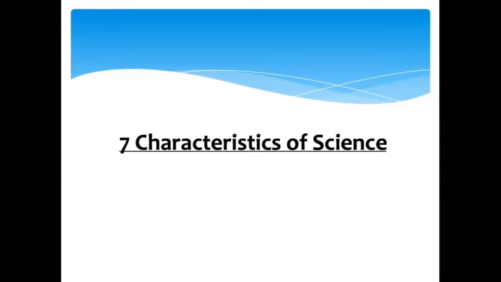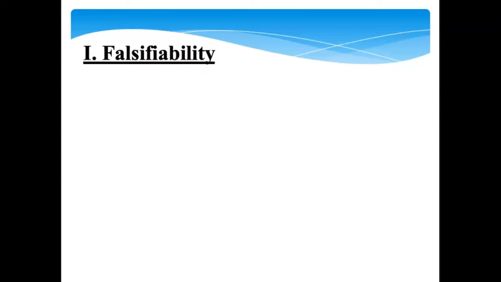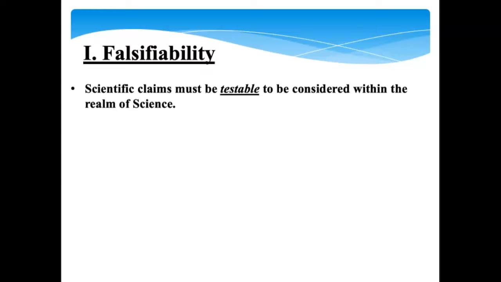So now we come to a section which I call the characteristics of science. I have 7 of them, at least that's the way I've organized things. We've already talked about a few of them, but we're just going to run through a couple of these. The first one, which we've already talked about quickly, is the idea of falsifiability. This is essentially saying that scientific claims must be testable to be considered within the realm of science. I like to think about this testability as something written as an if-then statement.